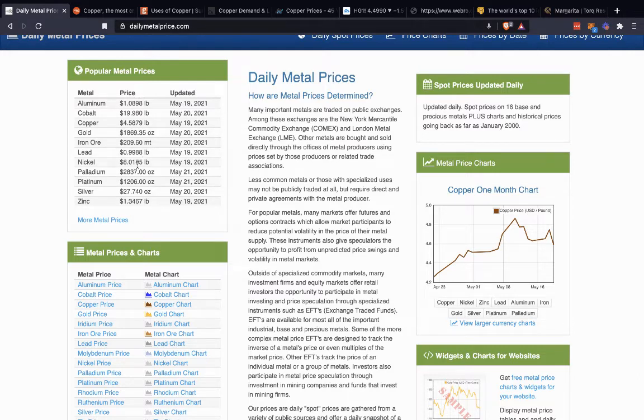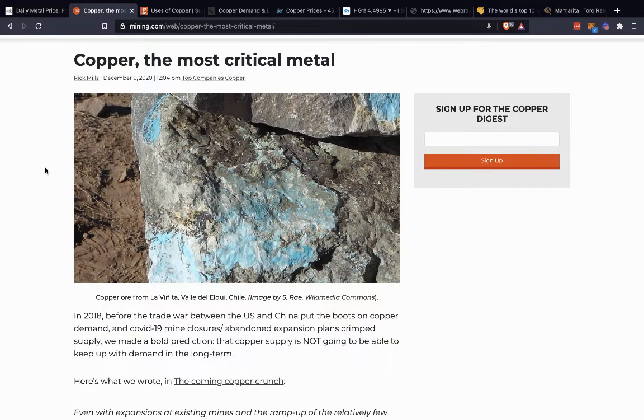So, that's something you have to keep in mind. It's not like you see that $1 for a pound of aluminum is cheaper than $19 for a pound of cobalt. No. It's all relative, right? So you have to keep that in mind with commodities.